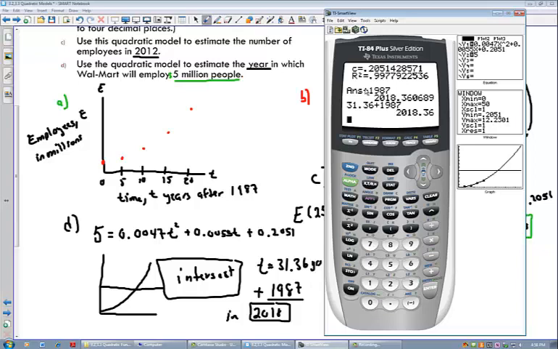Now this is just a model, so remember that it won't fit forever. Walmart may plateau, and the number of employees may actually go down, and it may go up. It may be some sort of cyclic function later on. So it just models it over the time period. So it's good for the next couple years or so. So 2018, I guess that's not too far away, and so you may be able to use this model to predict what's going to happen.